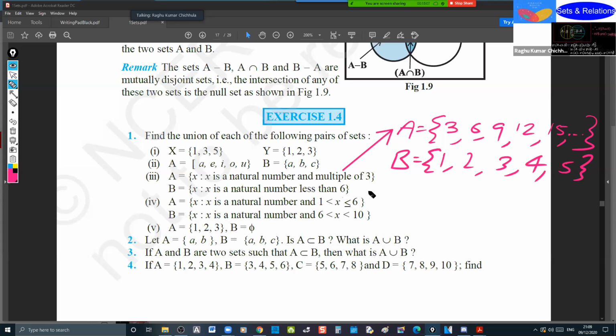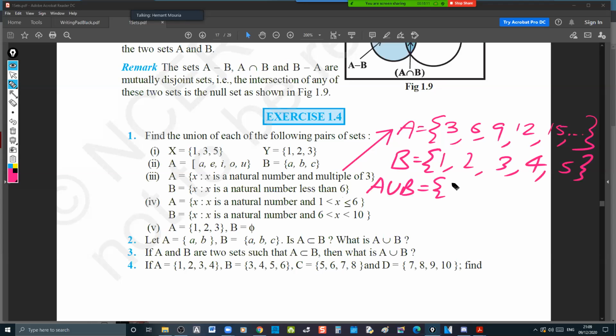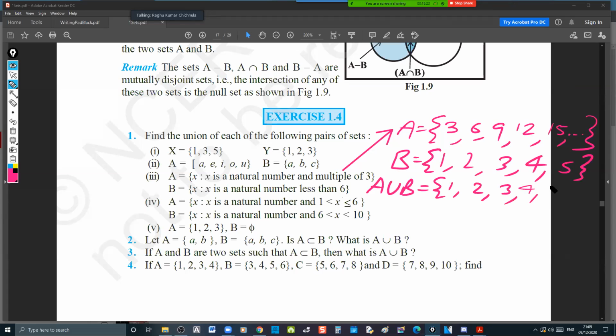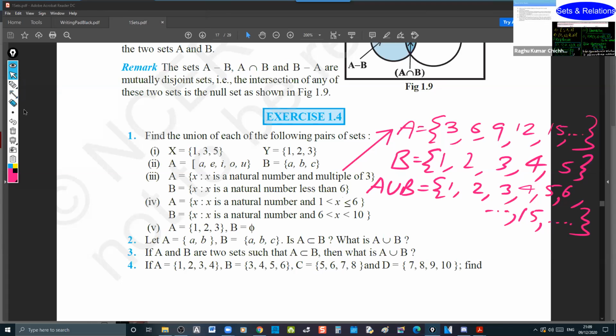What he needs is A union B. A union B equals 1, 2, 3, 4, 5, 6, 9, 12, 15, and so on. So extra is 1, 2, 4, 5 included, isn't it? Yes, sir. 1, 2, 4, and 5 is extra. So that is A union B.